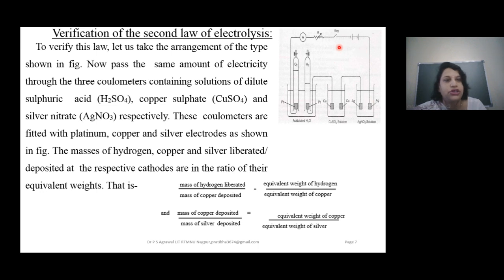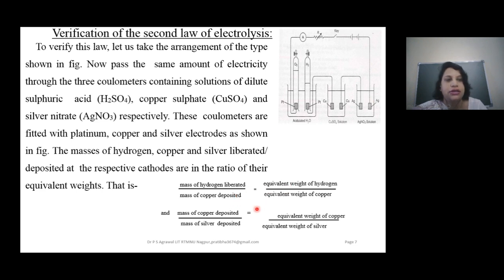The masses of hydrogen, copper and silver liberated at the respective electrodes are found to be in the ratio of their equivalent weights. So we can write this formula: mass of hydrogen liberated over mass of copper deposited is equal to equivalent weight of hydrogen over equivalent weight of copper, or mass of copper deposited over mass of silver deposited is equal to equivalent weight of copper over equivalent weight of silver. So from this experiment we can calculate the masses of hydrogen, copper and silver deposited at their respective electrodes by 1 coulomb of electricity.